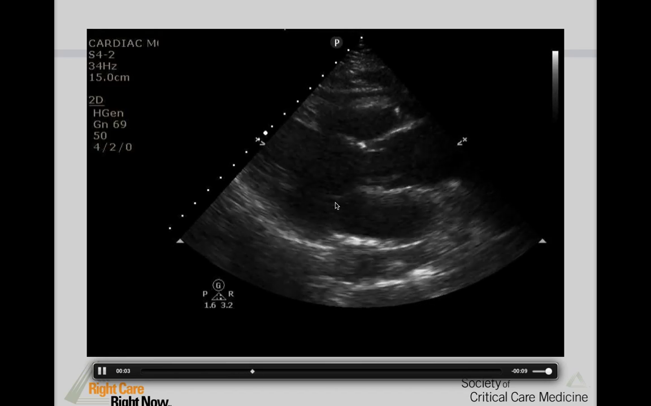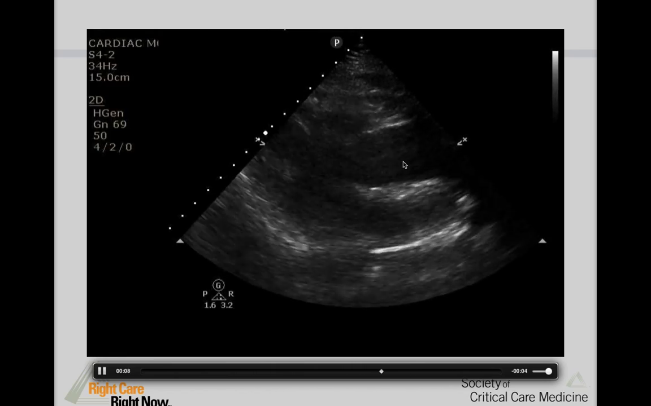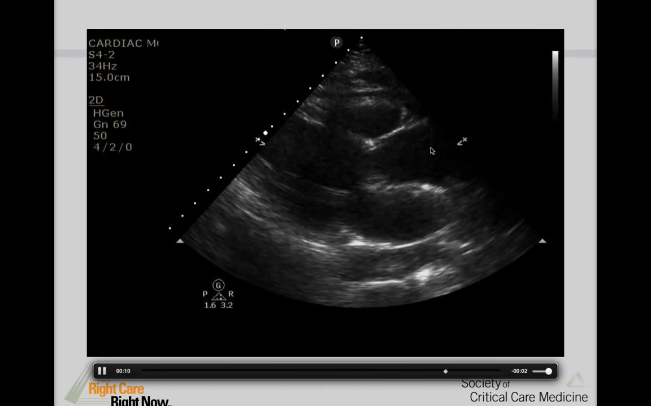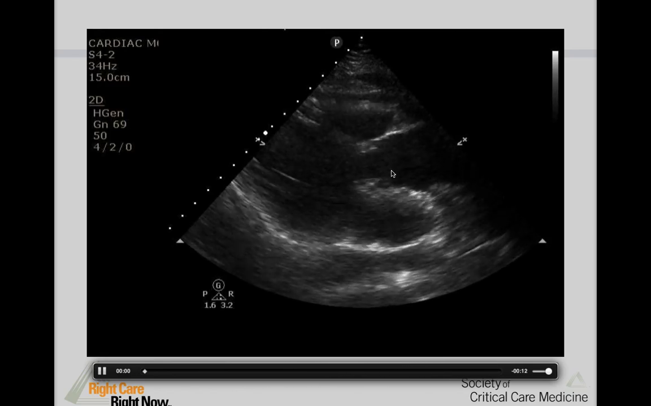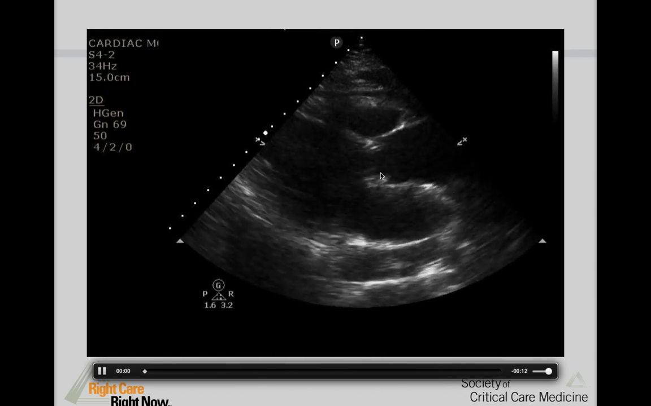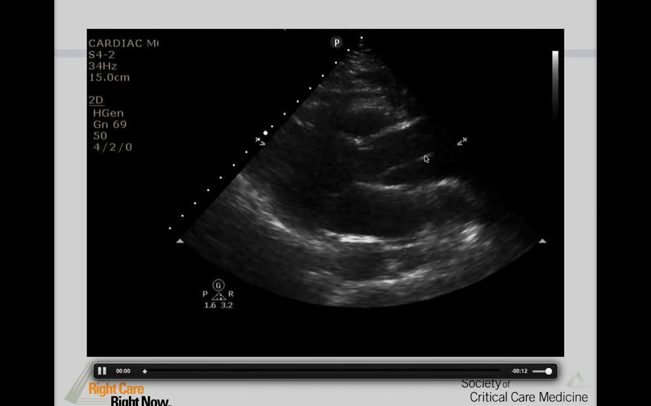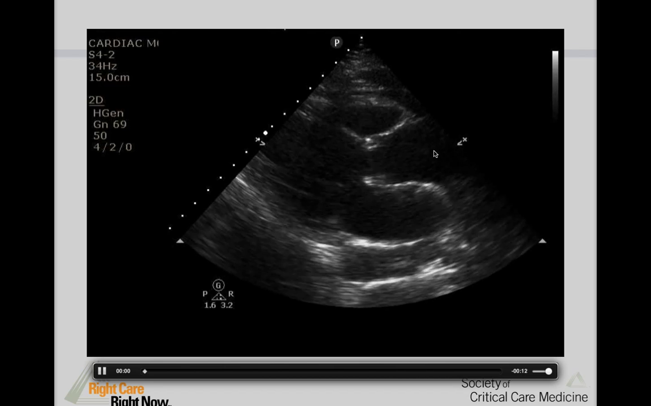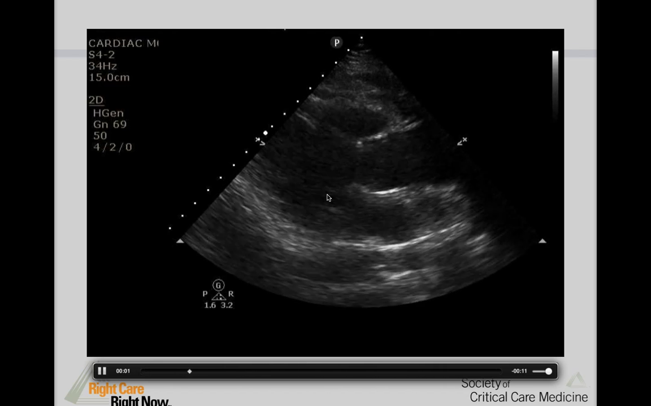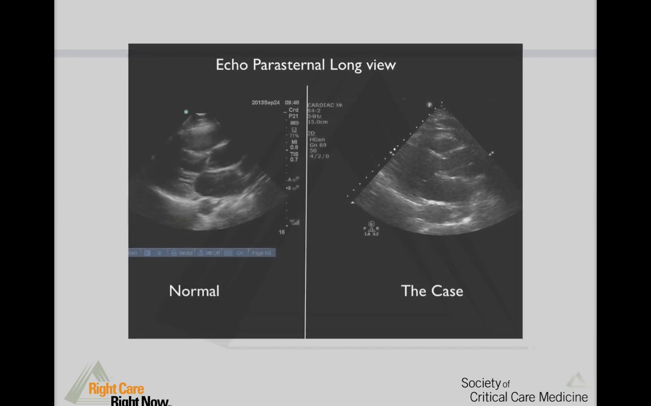So if you look at this ultrasound a little bit more closely, there seems to be an abnormality in this ascending aorta. I'm not sure if you caught that initially. As you do more and more of these, things that are aberrant or not normal will jump out at you. And I don't know if you see that, but there's something flapping in this ascending aorta. So immediately we said, I wonder if that's a flap. I wonder if she has a dissection.